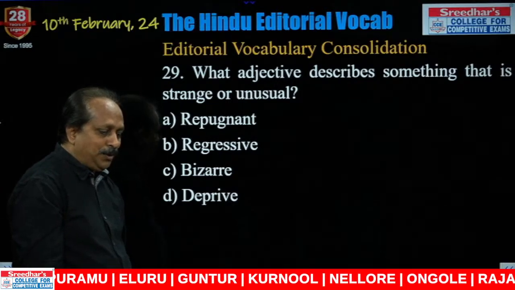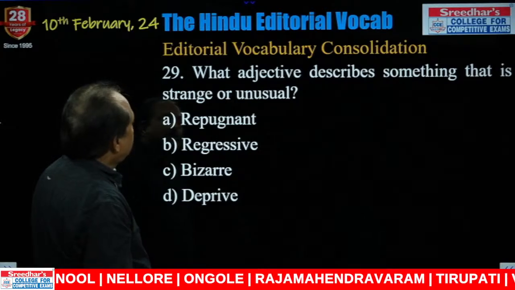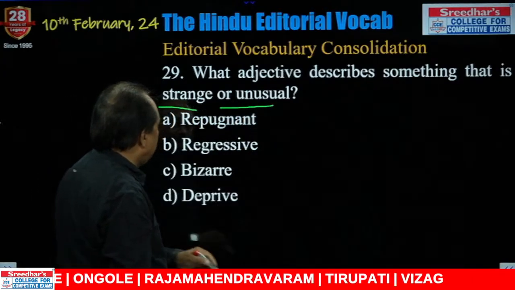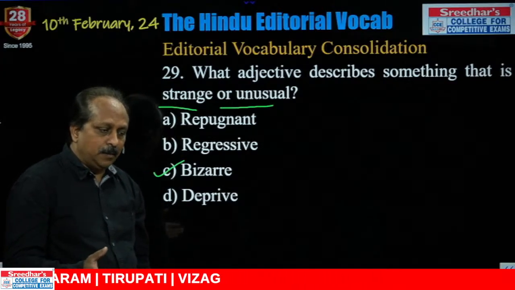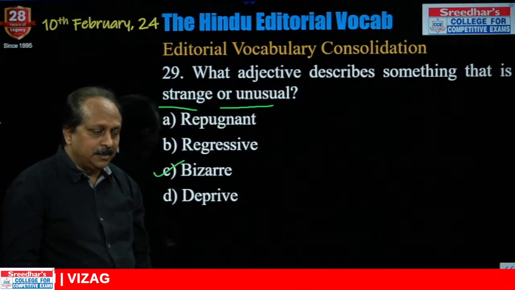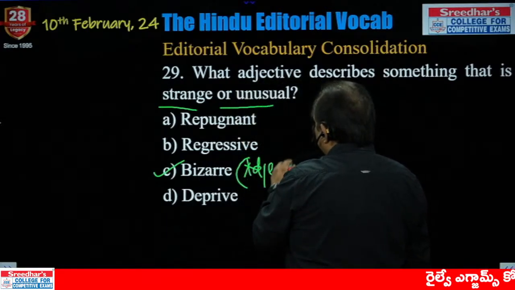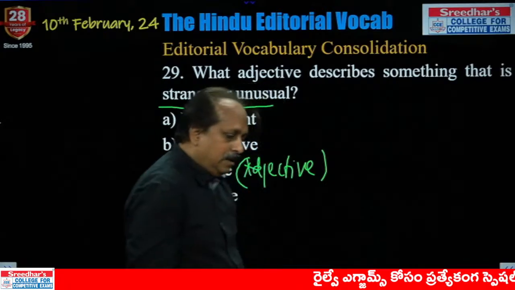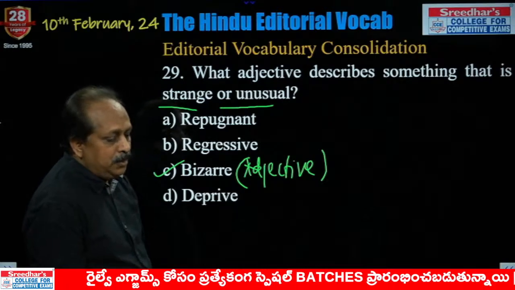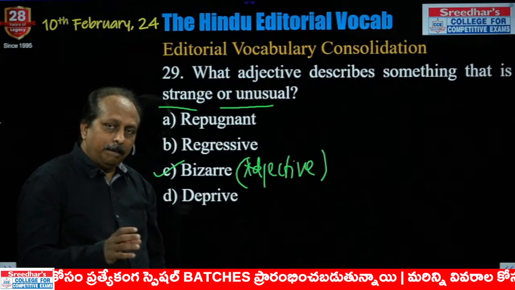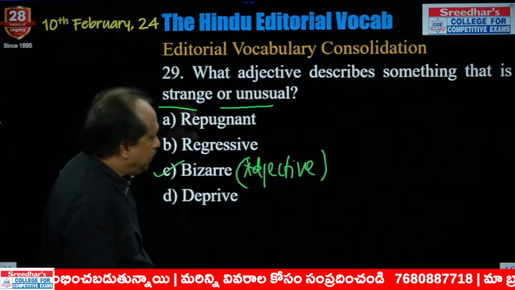29, Kiran is the first one to answer again. C. After that, Anand also says C. Something that is strange or unusual. What is the word? Bizarre. Bizarre behavior, bizarre appearance, bizarre attitude, bizarre habits. So, what part of speech is it? Obviously, it is adjective. Bizarre situation also you can say, but usually it goes with a person's behavior. Bizarre behavior, bizarre attitude, bizarre habits, adjective.